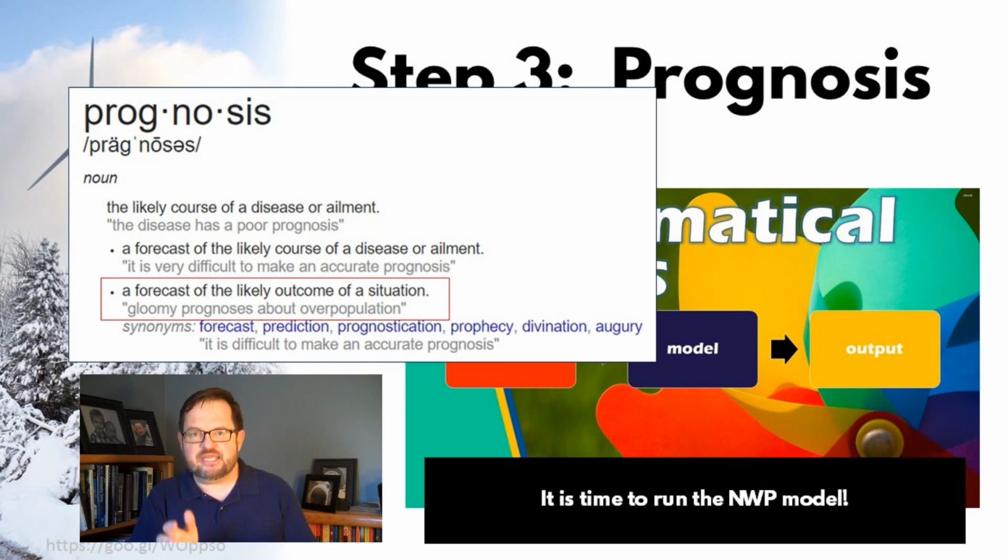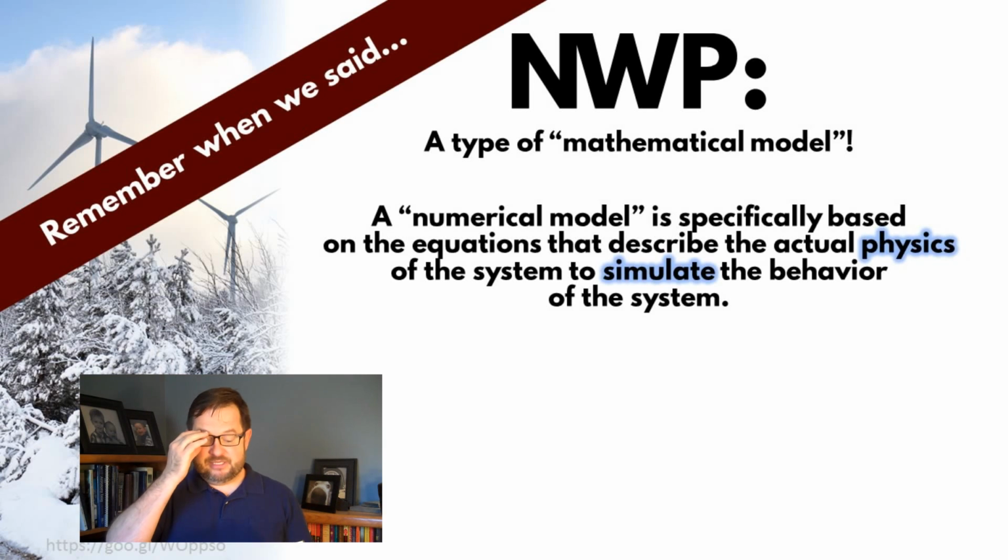We have the assimilated data that we call the analysis, and we're going to start applying the physics of the atmosphere to that information in the form of a numerical model. Remember what we said is that a numerical weather prediction model is a type of mathematical model, but specifically it's using the actual physics. The equations that we're applying are things like the first law of thermodynamics or Newton's second law, the physics of the situation, to simulate how things like temperature, pressure, winds, etc. are going to be changing in each of those boxes here.